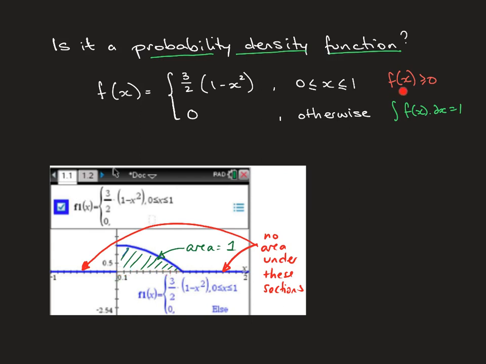So our first condition is, is the function itself greater than or equal to 0 everywhere? The answer is yes. It sits on the x-axis or above the x-axis anywhere. The other one we would need to do on our calculator, we would need to integrate between 0 and 1, or we could use the bound area function on our CAS calculator, and if we did that, it'll tell us that the area is 1. So this is a probability density function.